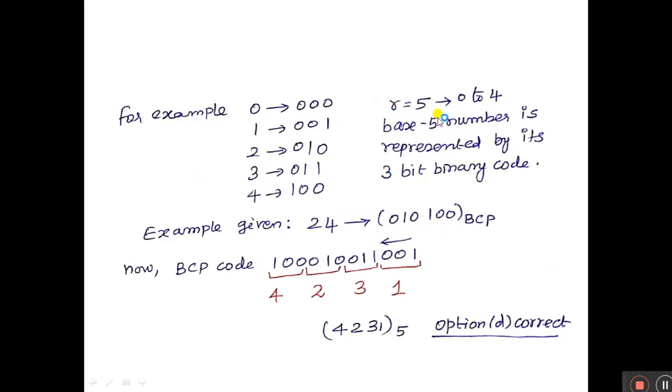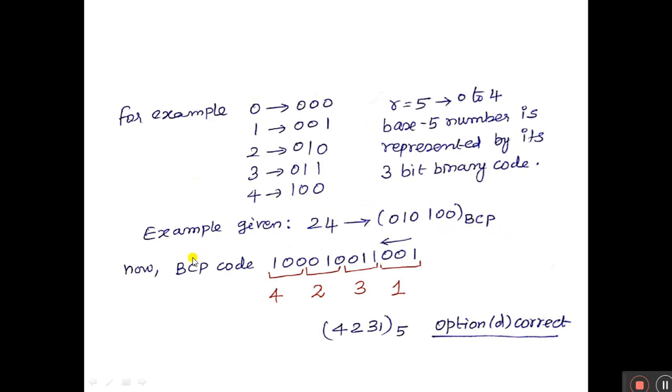So they have given base 5. So base 5 means we can represent 0 to 4. They have given each digit is represented in 3-bit binary code. Right? So this 0 to 4 we can represent as 000, 001, 010, 011, 100. The example given in the question itself is 24. The value given is 010 100. For 2 the value is 010. For 4 the value is 100.